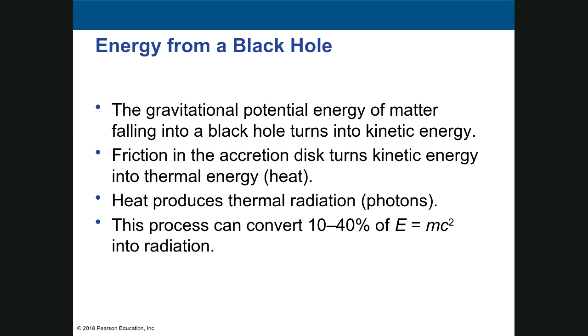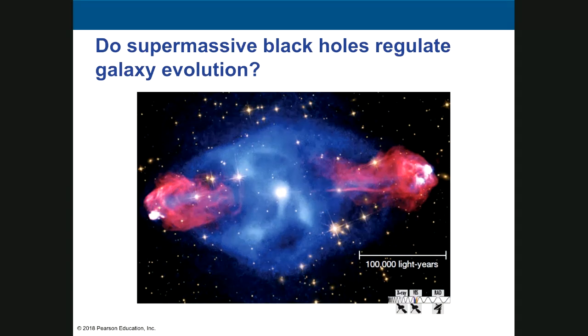The gravitational potential energy of matter falling into the black hole turns into kinetic energy, which speeds up the particles that are going towards it. Friction in the accretion disk turns that kinetic energy into light, right? Friction heats things up, raises temperatures. And this process can convert 10 to 40% of that energy into radiation. And that's what we see. And in order to get the radiation that we see, Einstein's E equals mc squared lets us work this backwards to see how much gravitational potential energy we're going to need. And that's where we get our billions and billions of solar mass black holes.